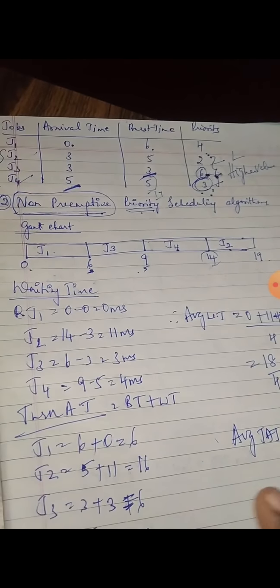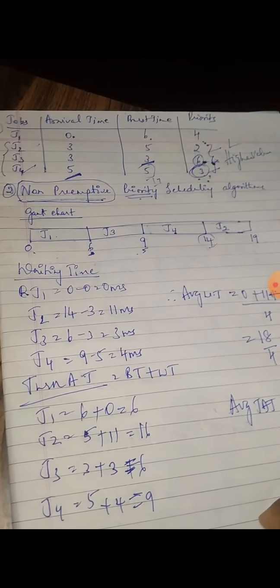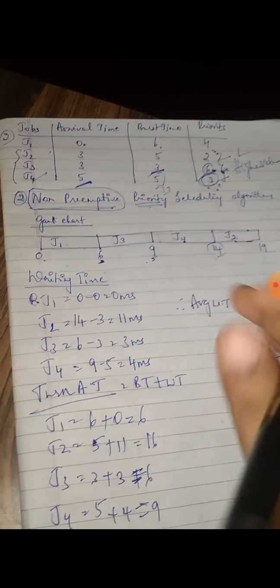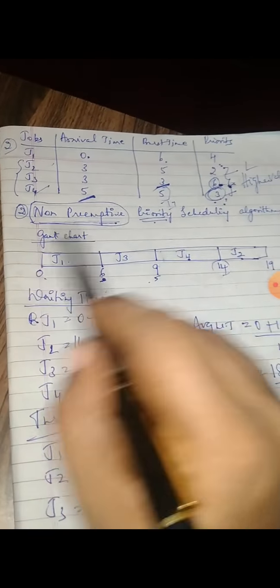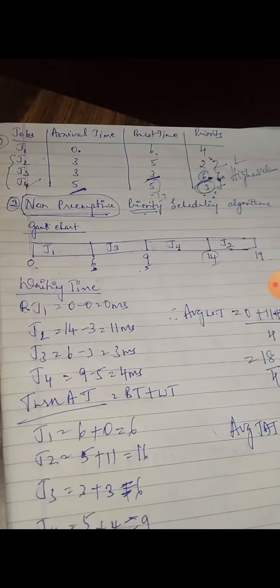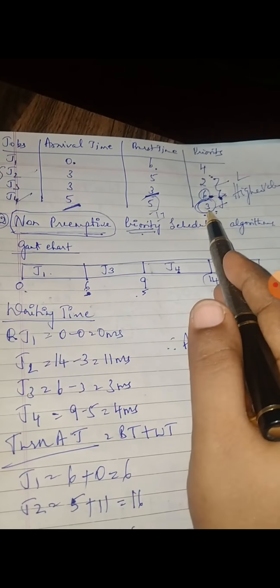So this is your non-preemptive priority scheduling algorithm. Okay, I hope you have understood. Don't get confused with this. Preemptive means you can stop, non-preemptive means you cannot stop. Okay, if you remember this, then no problem. And the next thing is priority. When you say that, you have to check the priority.